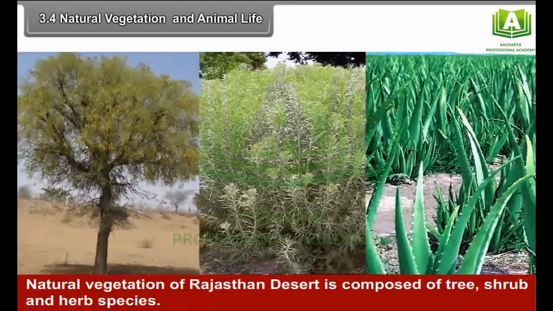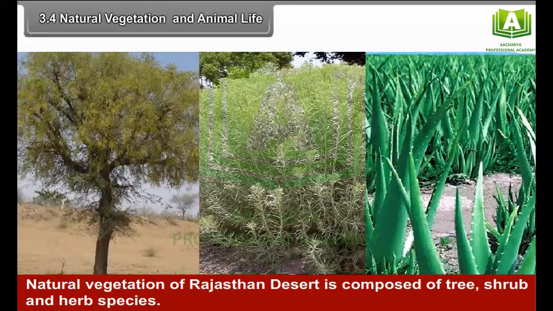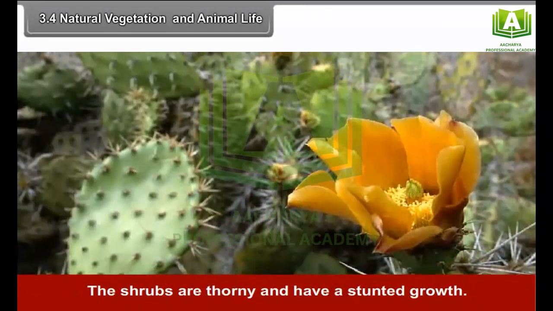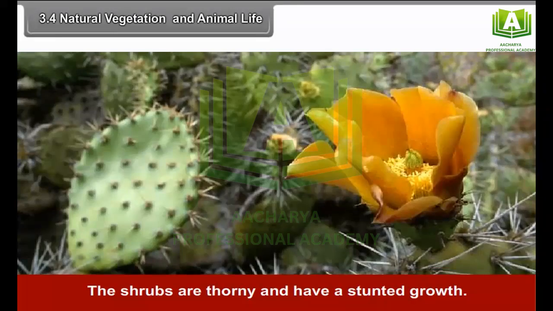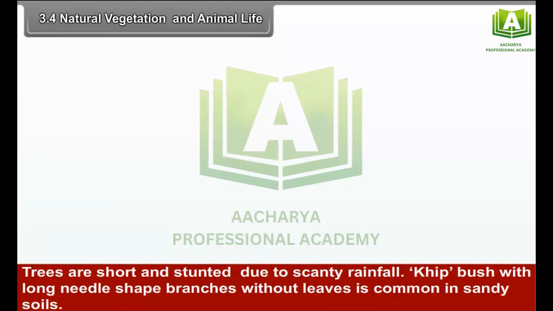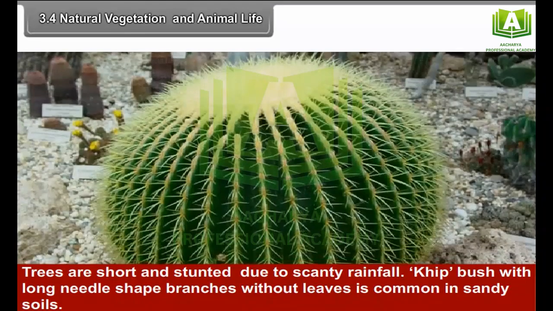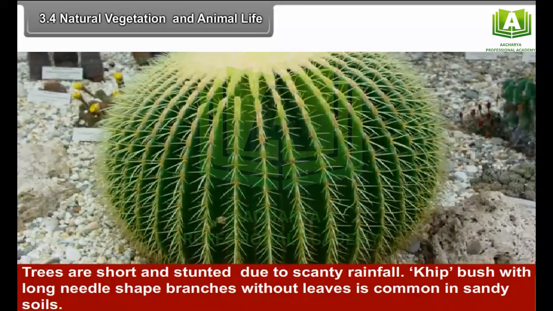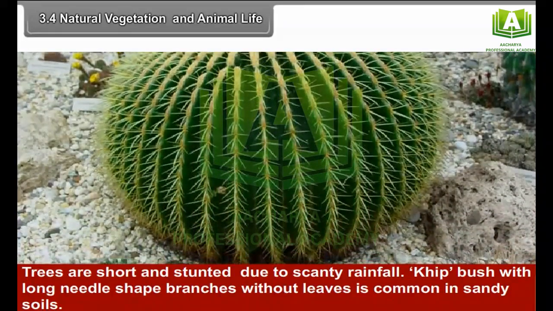Natural vegetation of Rajasthan desert is composed of tree, shrub and herb species. The shrubs are thorny and have a stunted growth. Trees are short and stunted due to scanty rainfall. Phog bush with long needle-shaped branches without leaves is common in sandy soils.